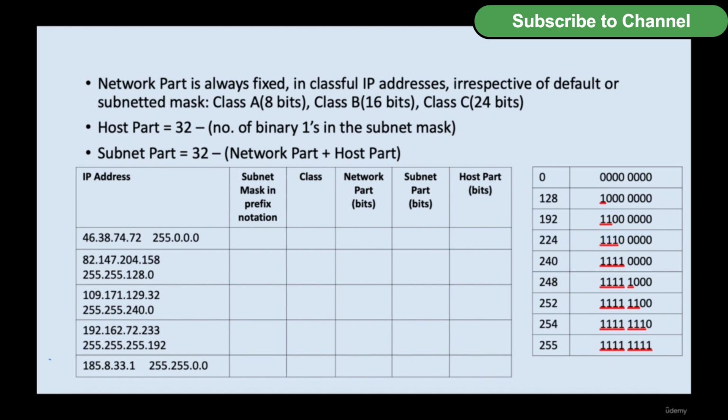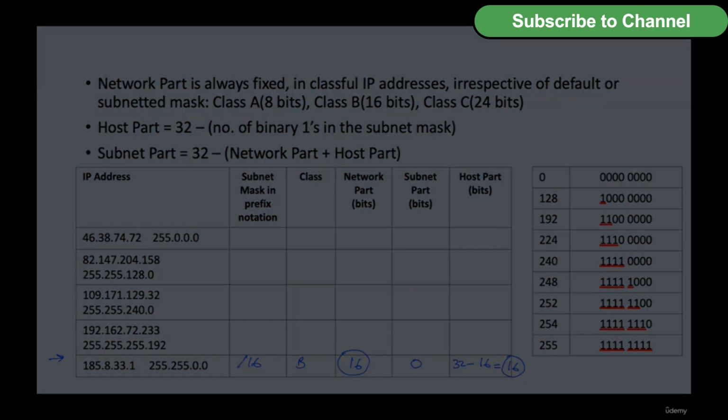Now next question, 185.8.33.1, its subnet mask is 255.255.0.0. So subnet mask in prefix notation will be /16. Since it is 185, it is a class B IP address. Then since it is a class B IP address, the network bits are 16. Host bits will be 32 minus 16, which gave us the result 16. So 16 and 16 have already made 32, so it means the subnet part is 0.